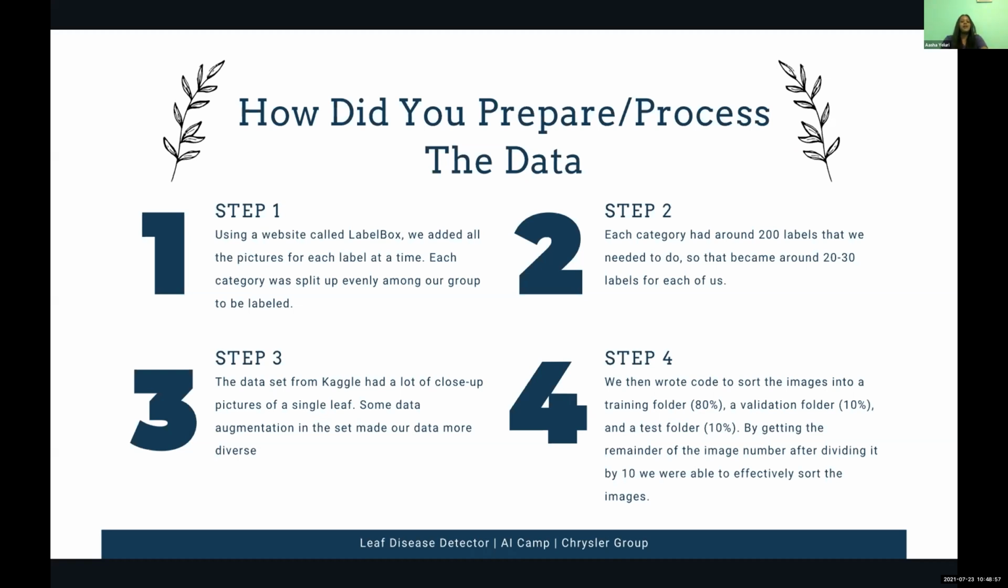The data from Kaggle had a lot of close-up pictures of mainly single leaves, so using data augmentation, we were able to make our set a little more diverse. Then we wrote code to sort the images into a training folder, which was about 80% of the data, a validation folder, which was 10%, and a test folder, which was the last 10%. By taking the remainder of the image number after dividing it by 10, we were able to effectively sort all the images.